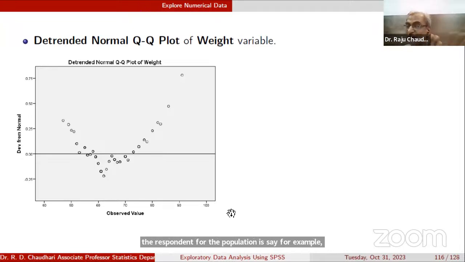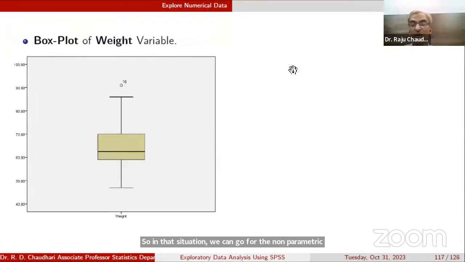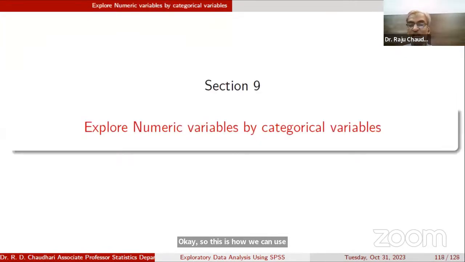But if my weight data is not normal, I cannot apply the t-test. I want to compare the mean, but the data is not normal. So I cannot apply the t-test, because for application of the t-test, normality is required. If the data is not normal, we cannot apply the t-test. So we have the alternative non-parametric test, and in that situation, we can go for the non-parametric test. I hope it is clear now. Okay. It will show you the box plot also for the same variable, right?